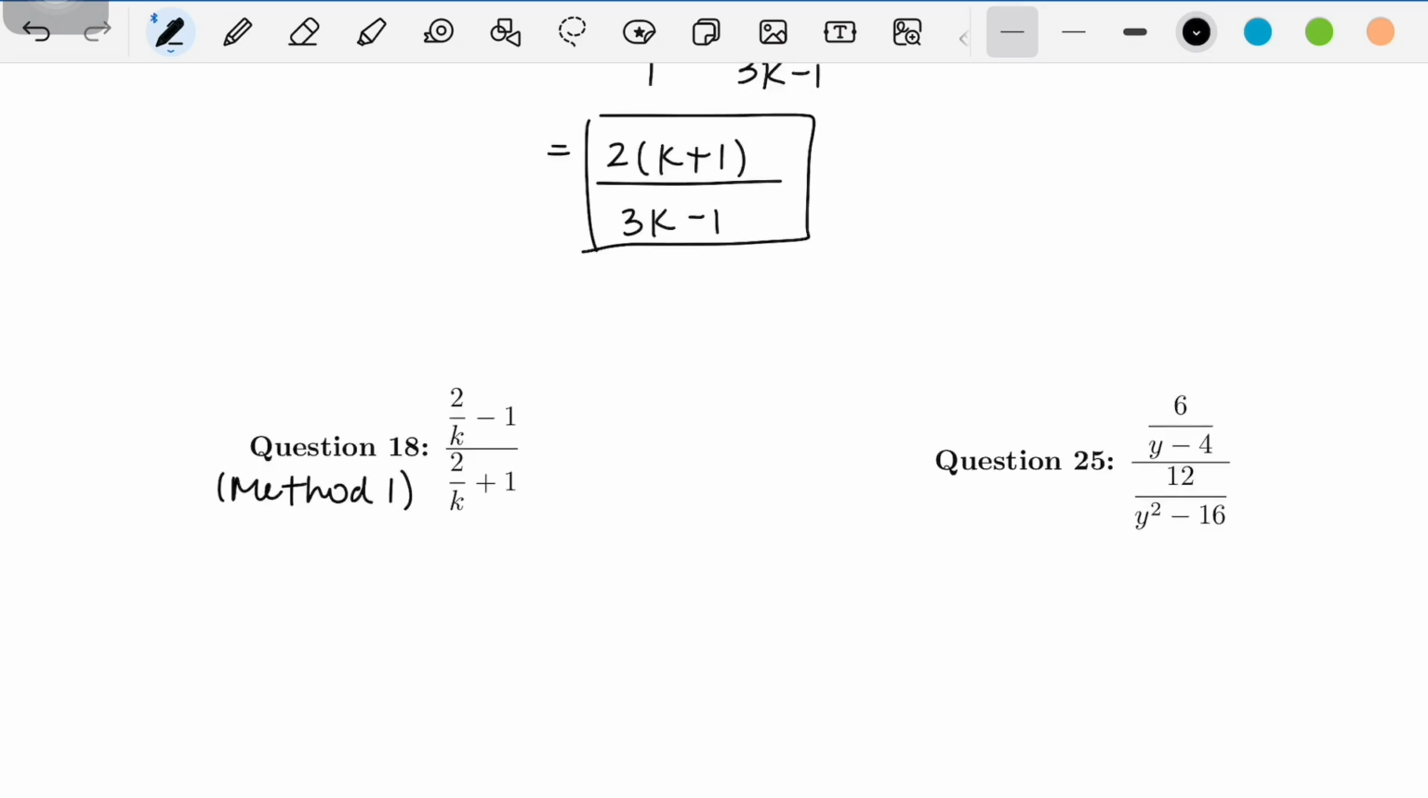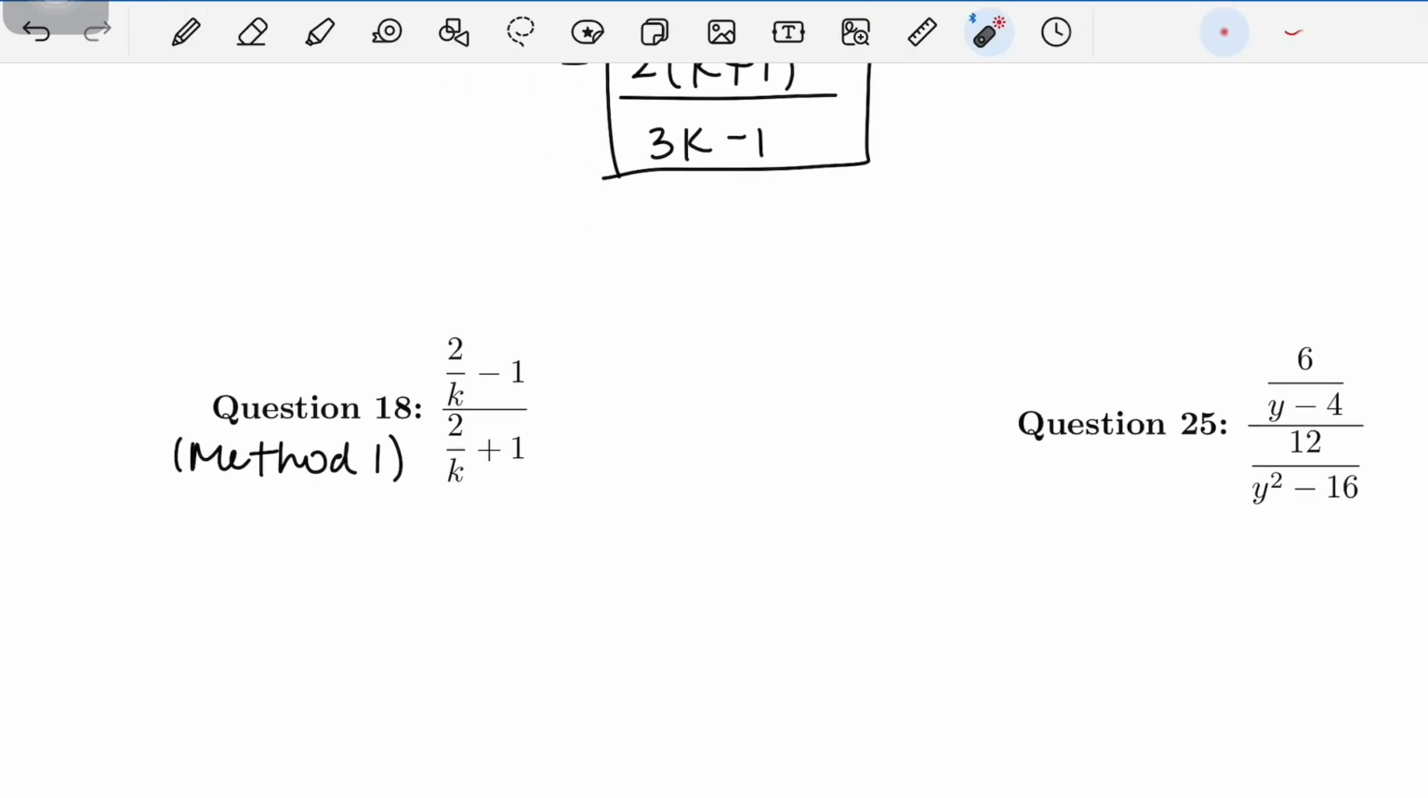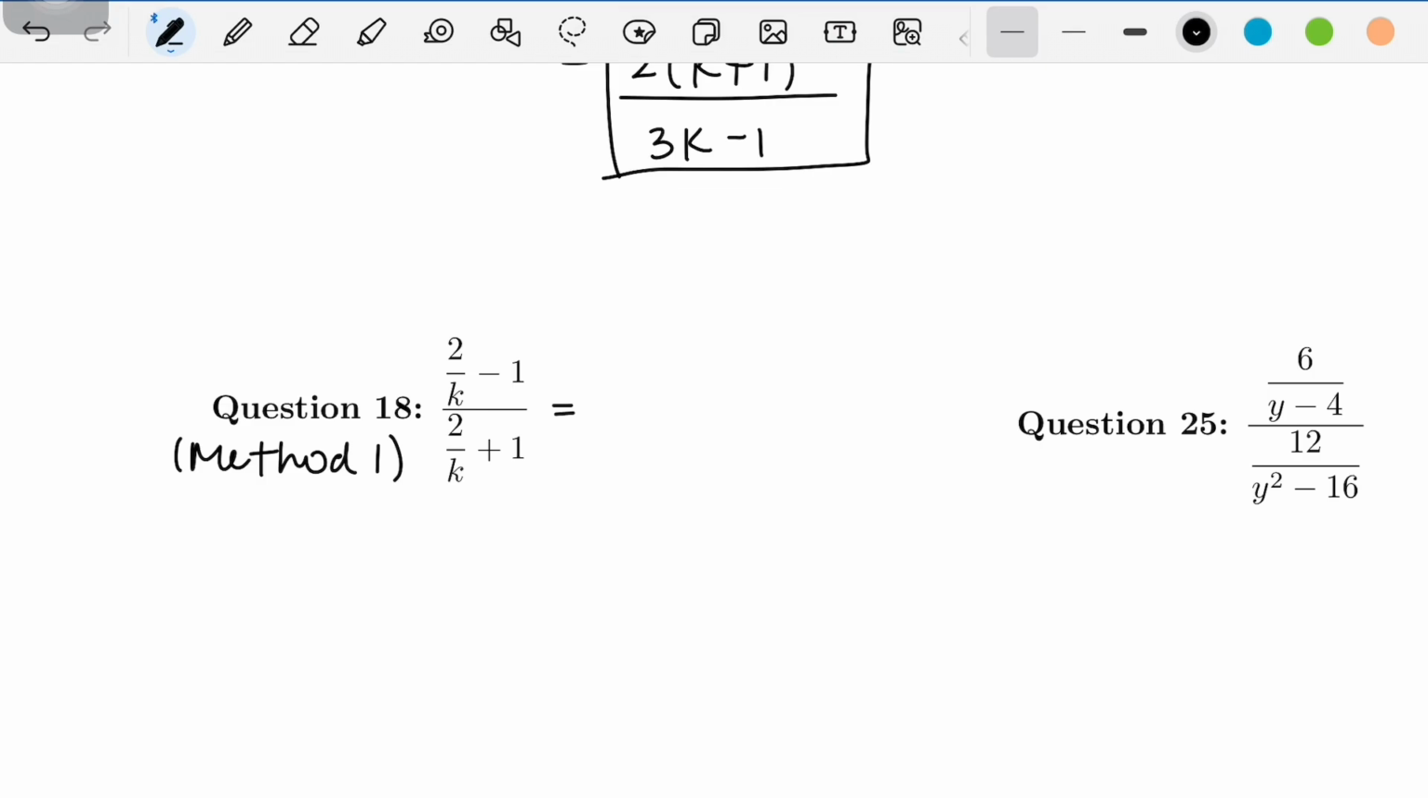For this next example, we're again going to use method 1. So we're first going to just try to see if we can simplify the numerator and denominator of this complex fraction and then multiply by the reciprocal. So notice in our numerator here we have this fraction minus 1. So we can simplify this by getting a common denominator. So rewriting this with a common denominator, we'll have 2 over k minus k over k. So that'll be in our numerator.